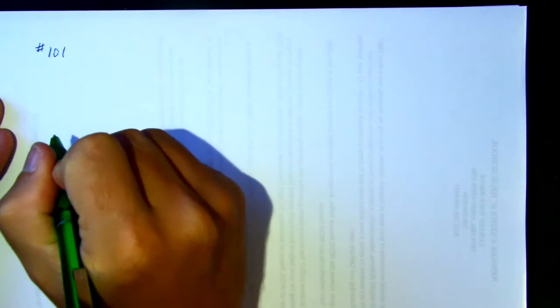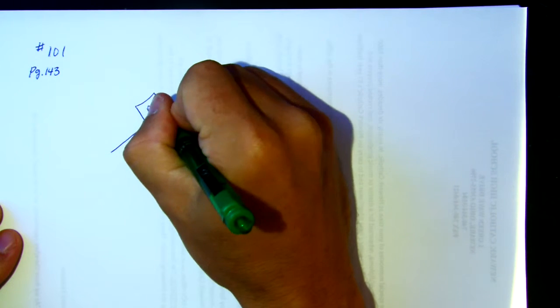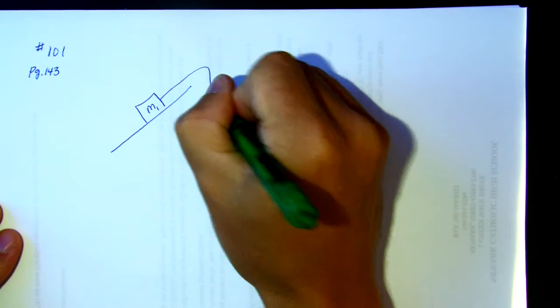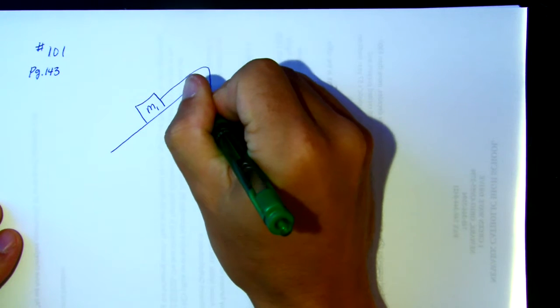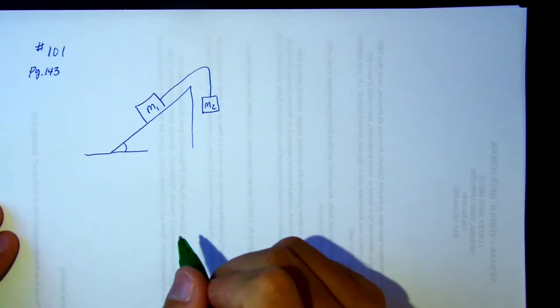Okay, so this is problem 101 on page 143. We have an inclined plane with a block, a pulley, another block hanging. They give us the angle here is 37 degrees.